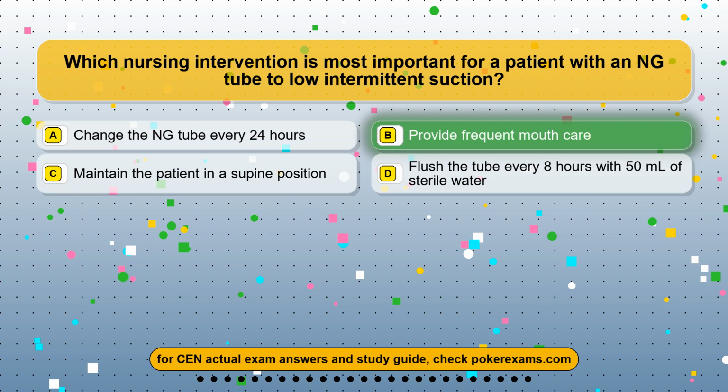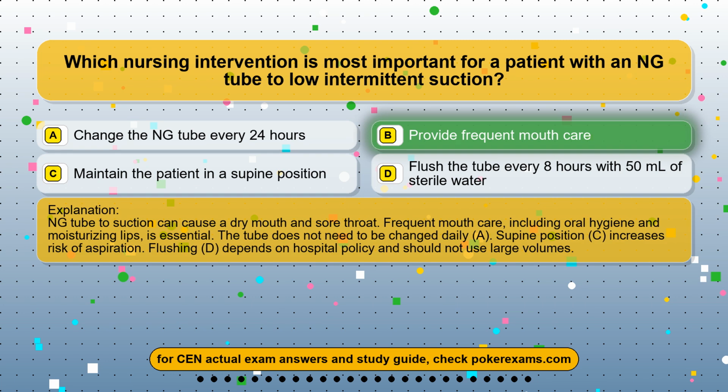The correct answer is option B. Provide frequent mouth care. An NG tube to suction can cause a dry mouth and sore throat. Frequent mouth care, including oral hygiene and moisturizing lips, is essential. The tube does not need to be changed daily, A. Supine position, C, increases risk of aspiration. Flushing, D, depends on hospital policy and should not use large volumes.